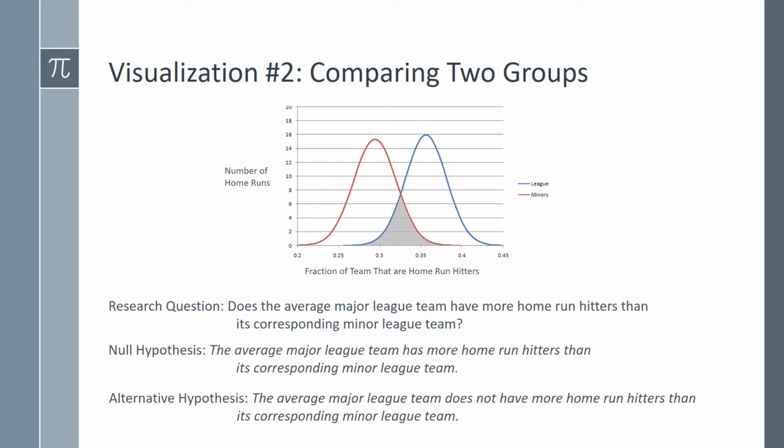Visualization number two will be comparing two groups. Fraction of teams that are home run hitters compared to the number of home runs. Our research question states, does the average major league team have more home run hitters than its corresponding minor league team? We derived a null hypothesis that states the average major league team has more home run hitters than its corresponding minor league team, and an alternative hypothesis which states the average major league team does not have more home run hitters than its corresponding minor league team.